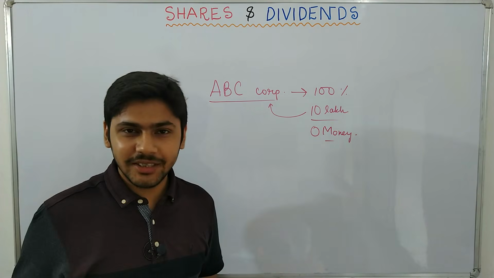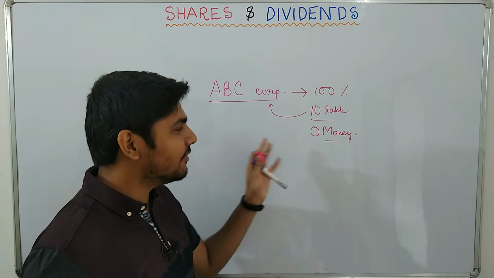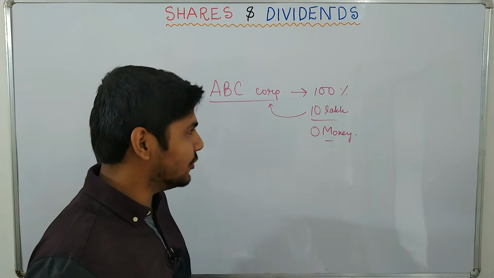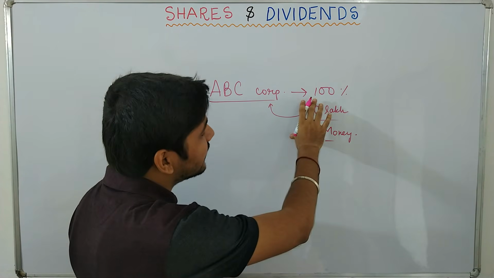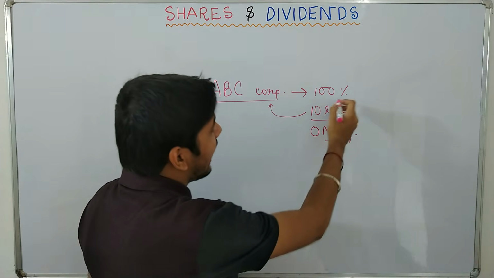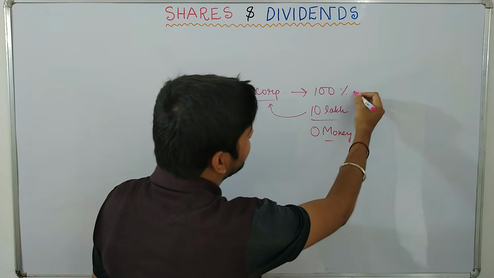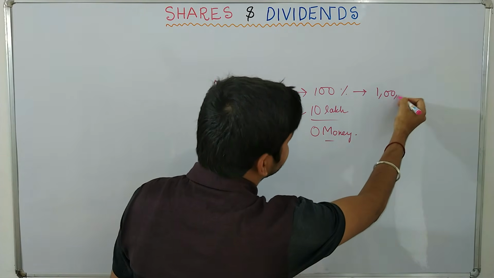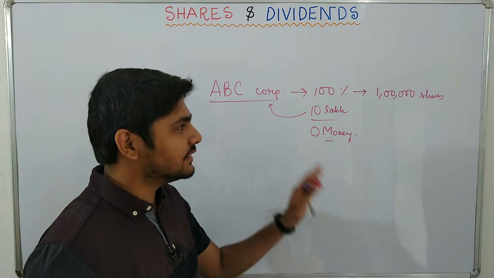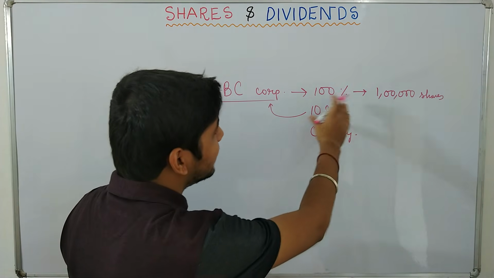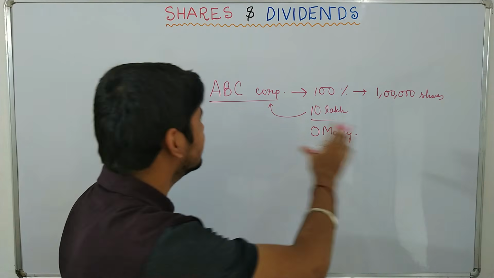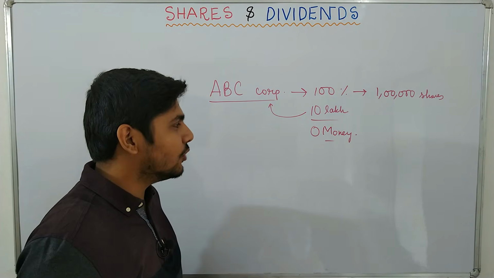Now this is a very bad situation. A lot of people and a lot of companies face this situation. What do they do? Or in particular, what do I do? So I own 100% of this company. I have already invested 10 lakh rupees. Now I break this 100% into 1 lakh shares. This is where shares come in. Now after breaking the 100% into 1 lakh shares, right now I own all the 1 lakh shares of the company ABC Corporation, but I don't have any money left.